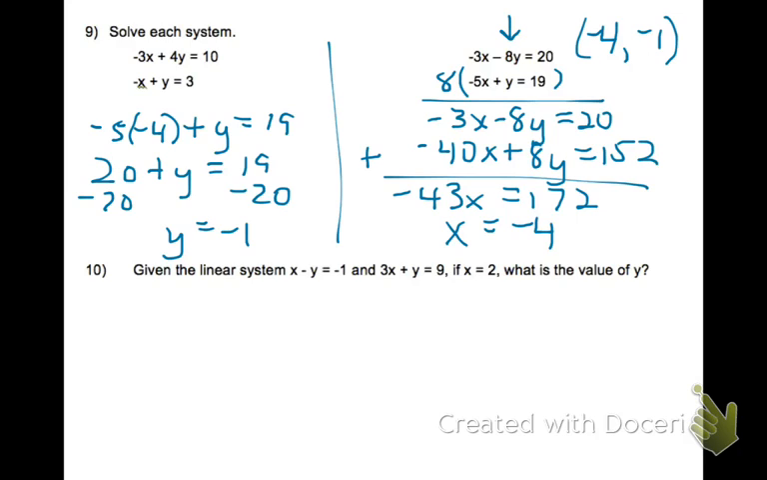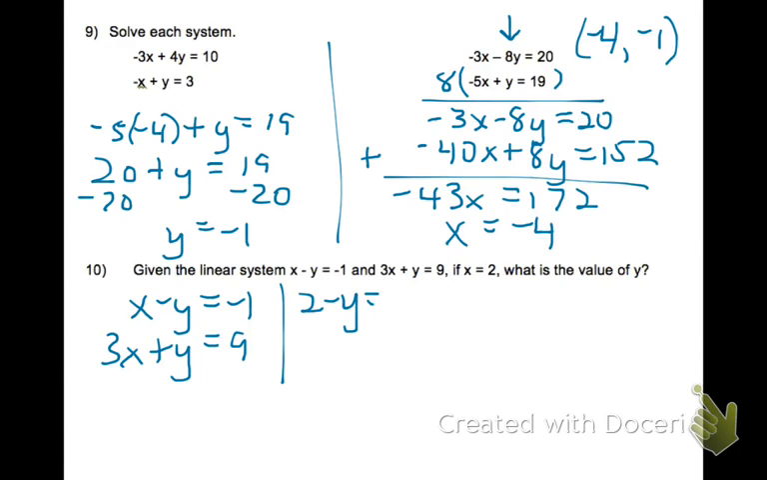Finally, number 10, we've got the linear system x minus y equals -1, and 3x plus y equals 9. So if x equals 2, what's the value of y? So I'm going to plug in 2 to my first equation. 2 minus y equals -1. I'm going to subtract my 2 from both sides. So -1 minus 2 is -3. And then I'm going to divide both sides by -1. So y is going to equal 3.